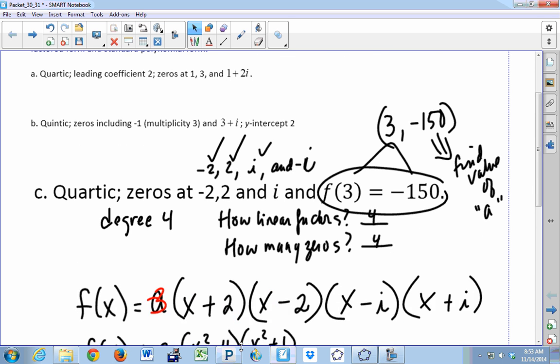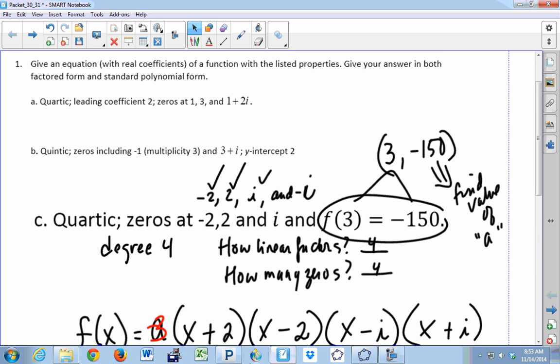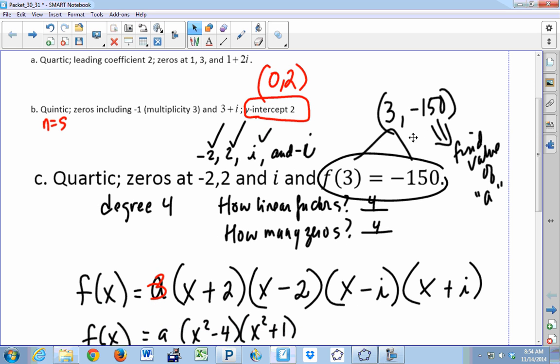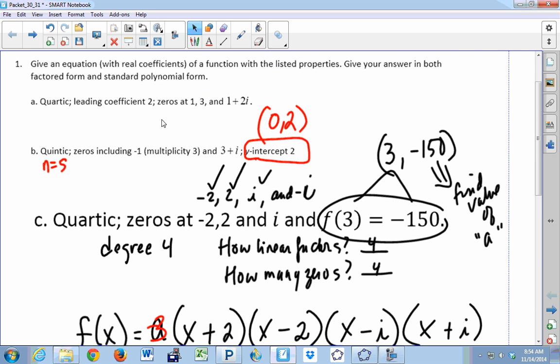All right, so Brendan has a question on B. Okay, B says a quintic. What degree is quintic? 5th. So N is 5. And what's your question here? Okay, well, my guess is that you have to put, this is the point that you're given, 0, 2. So just like you filled in 3, -150, you use that as your point once you get this in factored form. So try that, Brendan. Anything else?